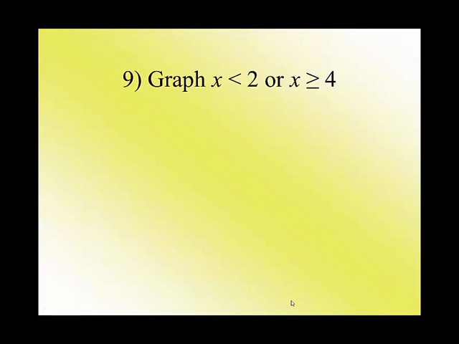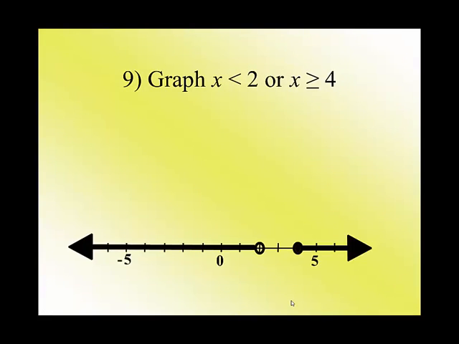Let's look at some OR graphs. In this case, we're looking at when x is less than 2, so we've got an open circle and shaded to the left, or where x is greater than or equal to 4, so a closed circle at 4, and shading everything to the right. Since it's an OR situation, it could be either one.